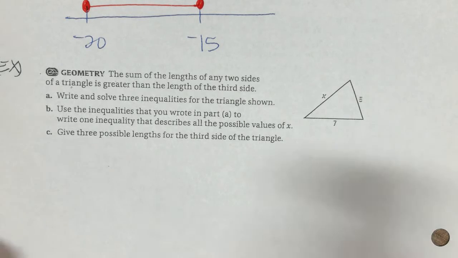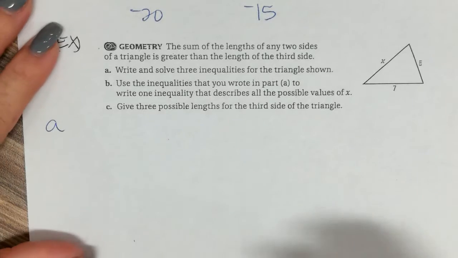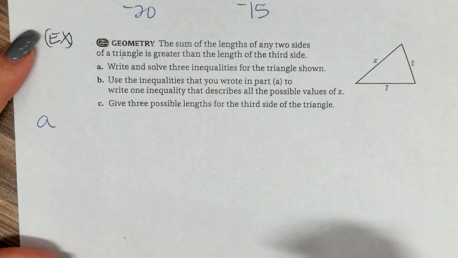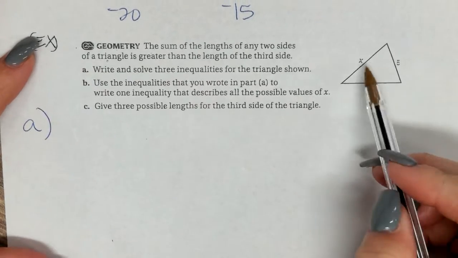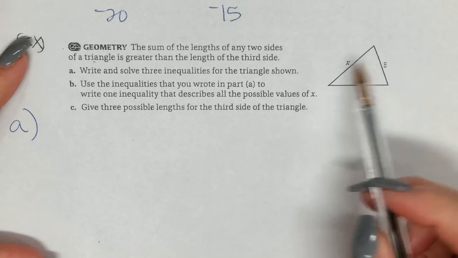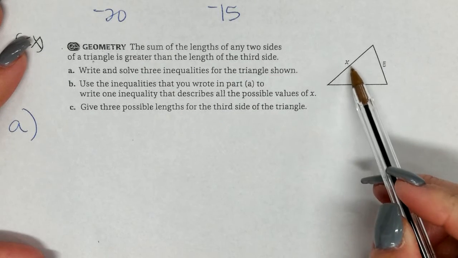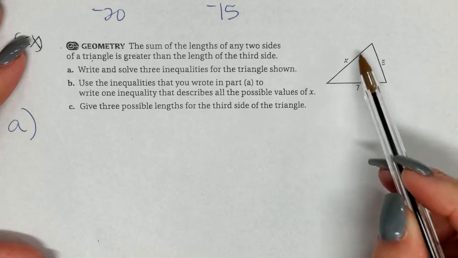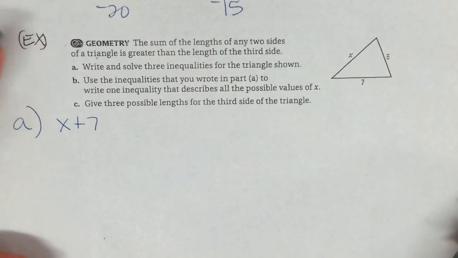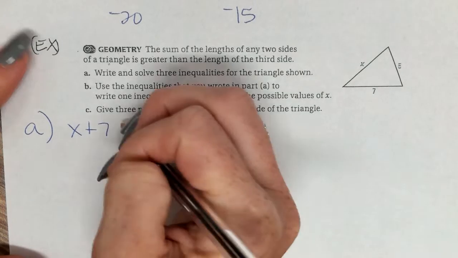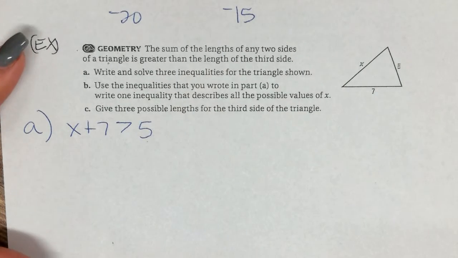All right, so here we go. We're going to do A. How many inequalities do I need? 3 inequalities. All right, so let's start. Pick 2 sides. Anybody? X and 7. So x plus 7 has to be what? It has to be greater than 5.